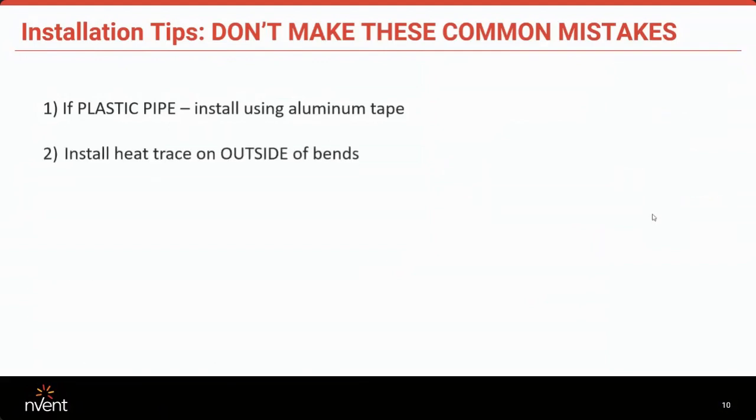Installing heat trace on the outside of the bends. So anytime you have a 90-degree elbow, it's really relevant when you get above 2-inch size pipes. Your heat losses are going to be much larger on the outer surface of an elbow. And if you only install the heat trace on the inside of an elbow, you could again be not applying enough heat, enough watts in that area, and cause a potential freezing at that elbow joint.